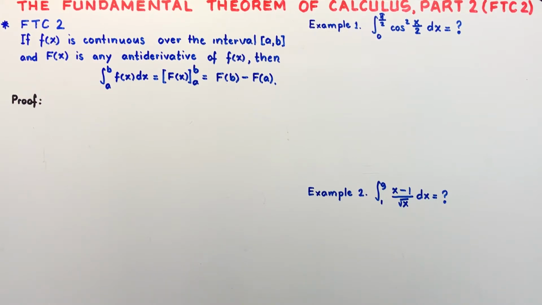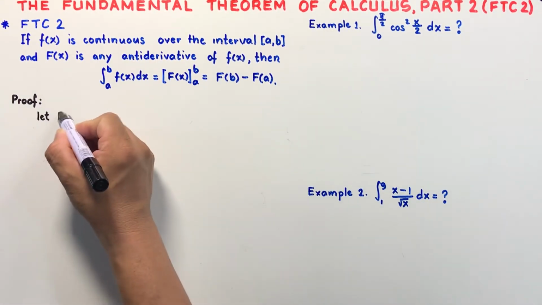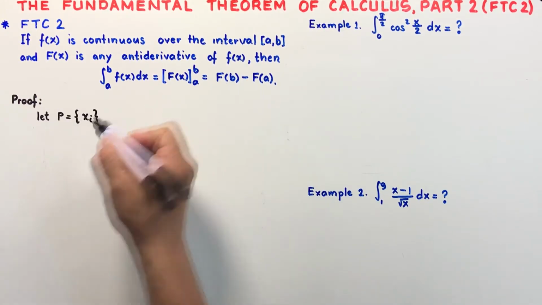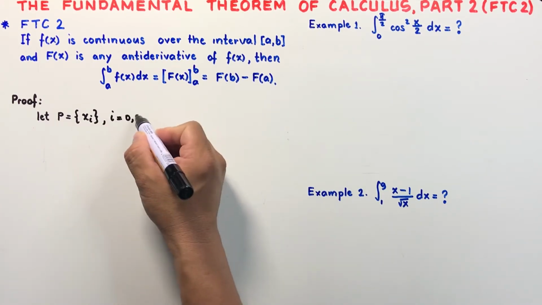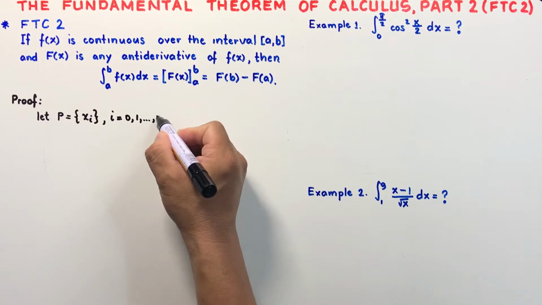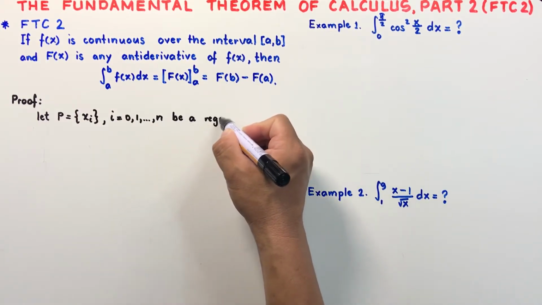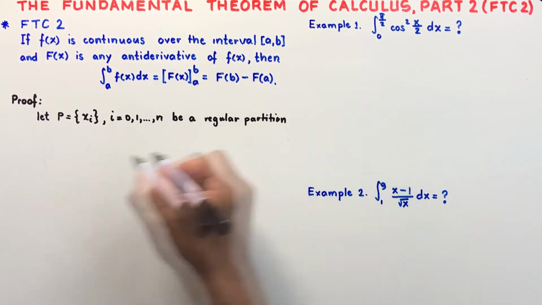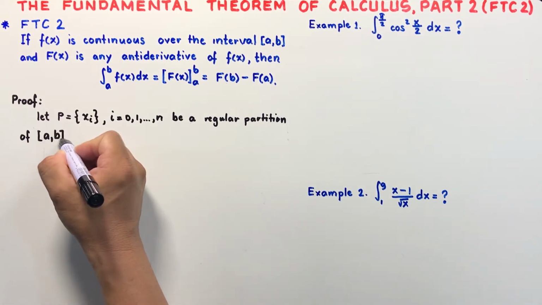So, to write a proof of this Fundamental Theorem of Calculus, we let P be a set of all x's. So, in symbols we have here x sub i, where i is from 0, 1 up to n, and these x's comprise the regular partition of the closed interval a to b.